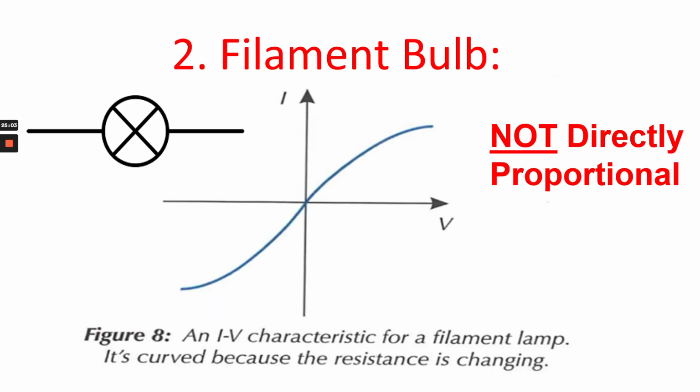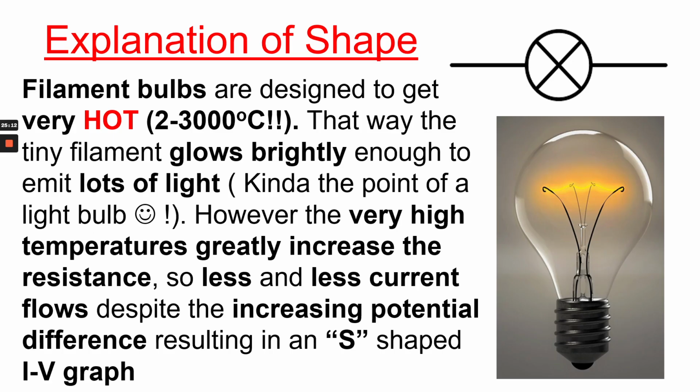For a filament bulb, you get this S shape that you might have seen earlier on, and the S shape is a result of this. So press pause for a moment and read through this. They get really hot. For a light bulb to pump out the amount of photons it does, it gets up to 2,000 or 3,000 degrees. That's why they're filled with argon, not oxygen, or they'd go on fire.